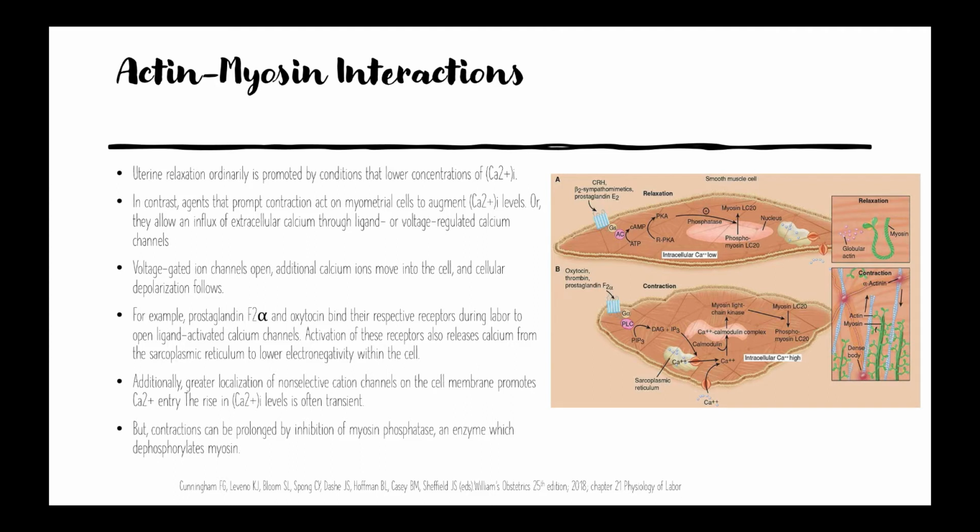For example, prostaglandin F2 alpha and oxytocin bind the respective receptors during labor to open ligand activated calcium channels. Activation of these receptors also releases calcium from the sarcoplasmic reticulum to lower electronegativity within the cell. Additionally, greater localization of non-selective cation channels in the cell membrane promotes calcium entry, and the rise in ionized calcium levels is often transient. But contractions can be prolonged by inhibition of myosin phosphatase, an enzyme which dephosphorylates myosin.